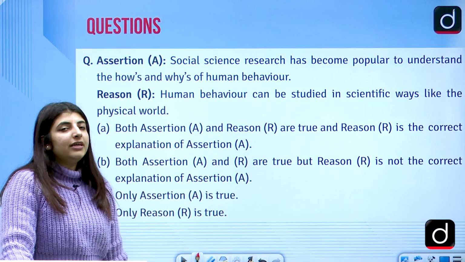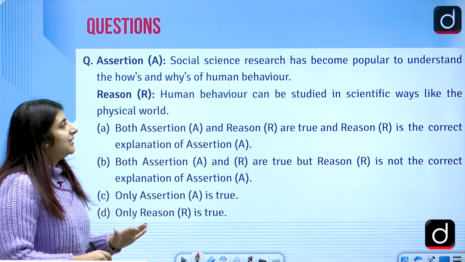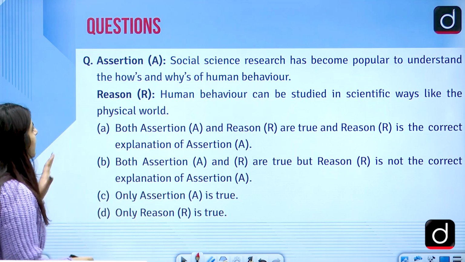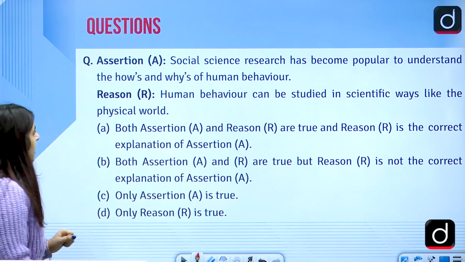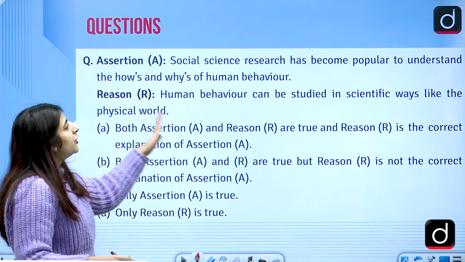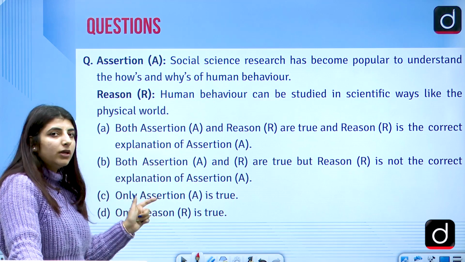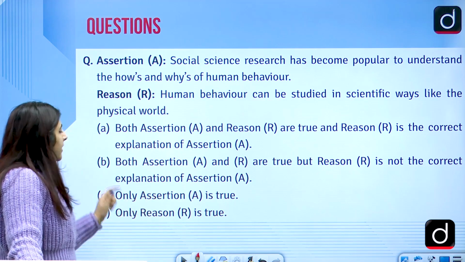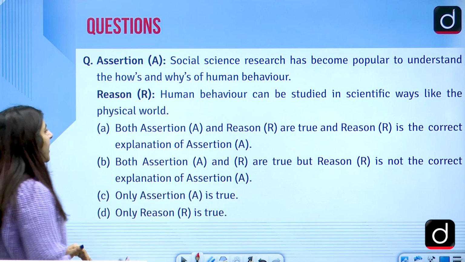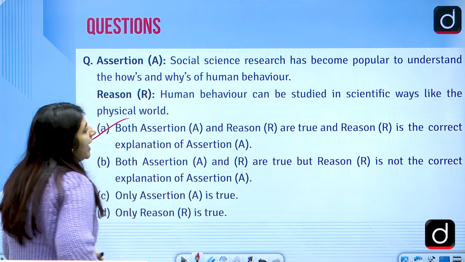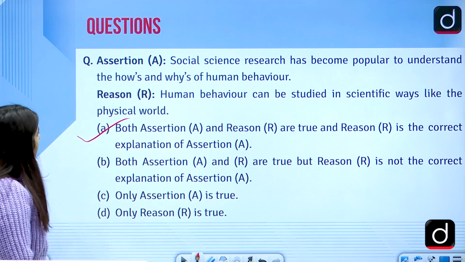The next question is an assertion and reason based question, which says social science research has become popular to understand the hows and whys of human behavior. The reason might be because human behavior can be studied in scientific ways like the physical world. The answer to this question is option A. Both A and R are true, and R is the correct explanation of the assertion that is there.